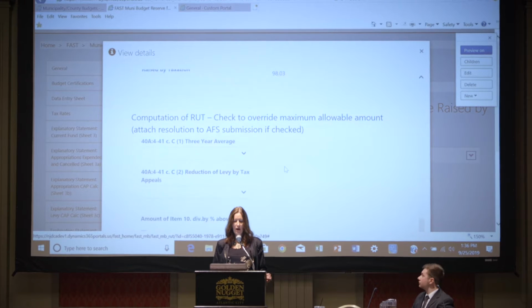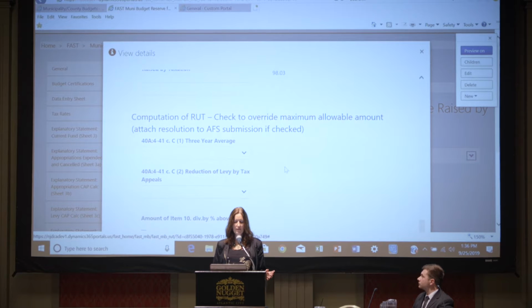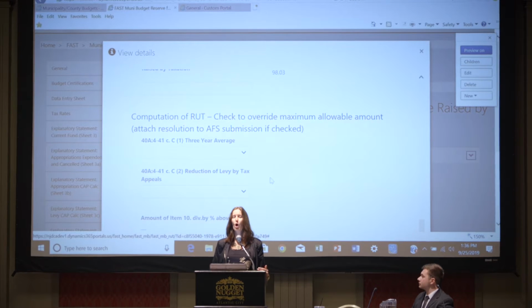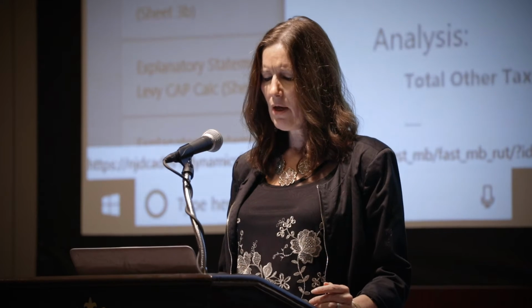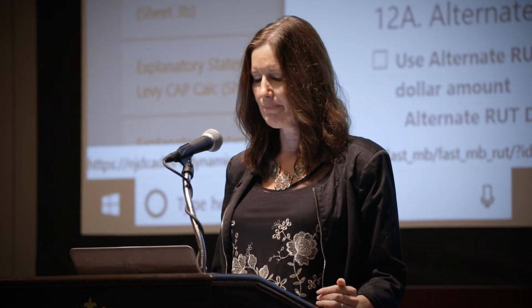And then if you're using the 3-year average or a reduction in the levy tax by appeals, you need to select that and upload the resolution that you're using for that form, and that will then override your ability to override this collection rate from a previous year. And then it will also automatically populate your amount to be raised and your appropriation for reserve for uncollected taxes, and put that on sheet 11 or sheet 29.